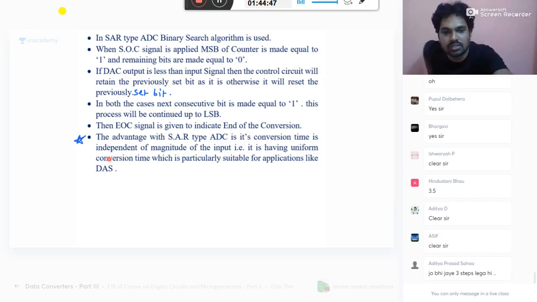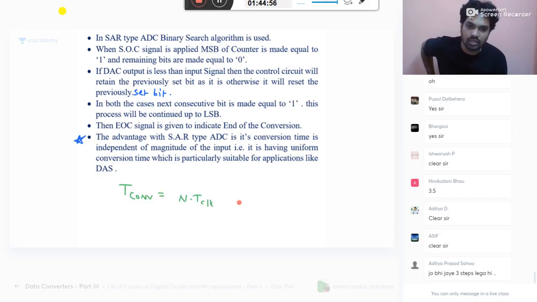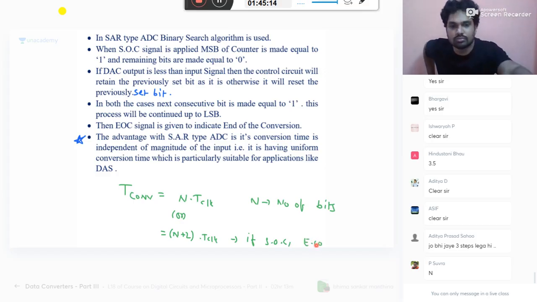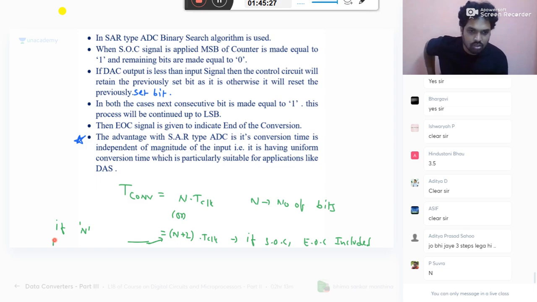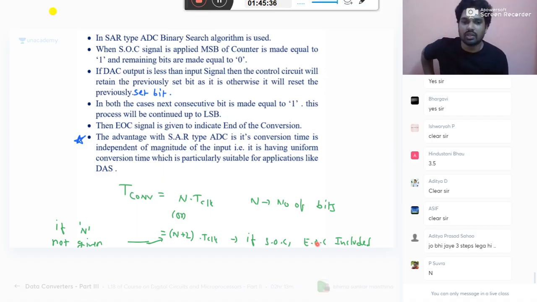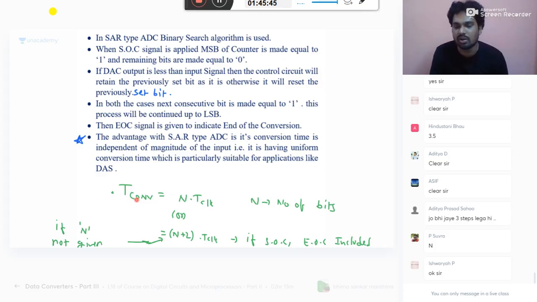So here, what is the conversion time? It is equal to n times the time period of the clock, where n is the number of bits, or n plus 2 if SOC and EOC are included. Use this if n is not given. If the examiner has not given n, you try this also. But it is not actually clocks, these are pulses only. But sometimes we can use this also. So this is the conversion time. Here it is not maximum or minimum. It is fixed. Any input takes the same time. Is it okay? So all the points are covered.